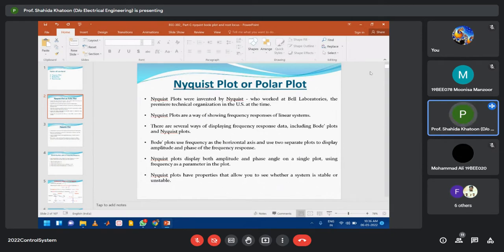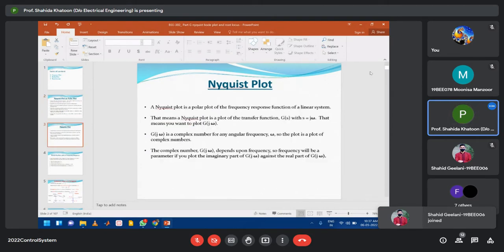So if we plot the amplitude versus frequency, then it is the amplitude plot. If we plot the phase versus frequency, then it is called the phase plot, and both of them together constitute the Nyquist plot or polar plot. Okay, so Nyquist plots display both the amplitude and phase angle on a single plot using frequency as a parameter in the plot. Nyquist plot has properties that allow you to see whether a system is stable or unstable.